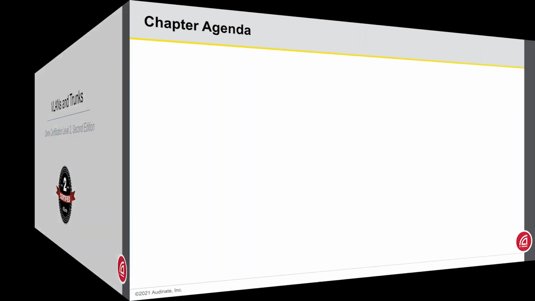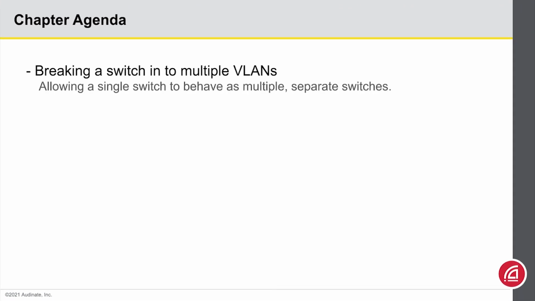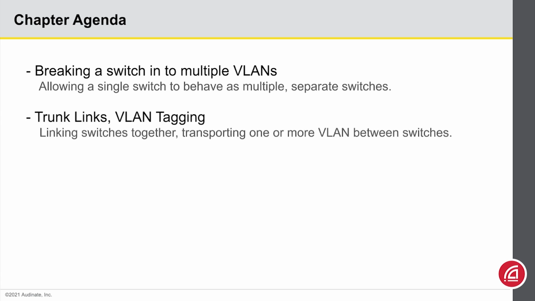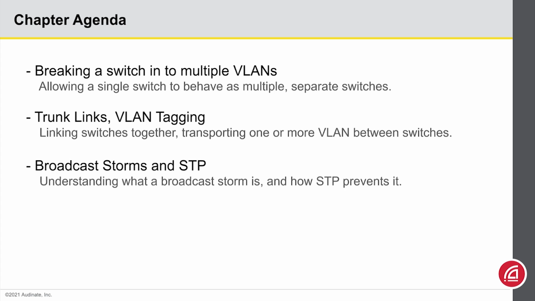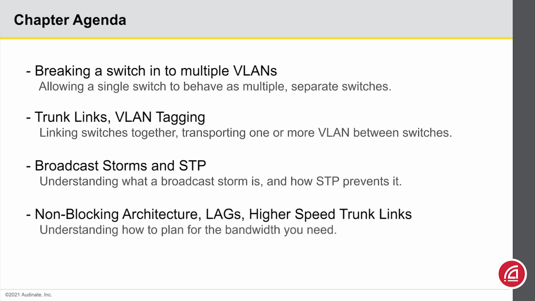In this chapter, we'll talk about structuring a switch with VLANs, which essentially allows a single switch to behave like multiple separate switches. We'll talk about linking switches together with trunk lines and how to transport multiple VLANs on that link. We'll explain what a broadcast storm is, what causes it, and how a protocol called Spanning Tree Protocol, or STP, can help prevent it. Finally, we'll talk about non-blocking architecture, link aggregation groups, and high-speed trunk lines that provide the bandwidth you'll need.